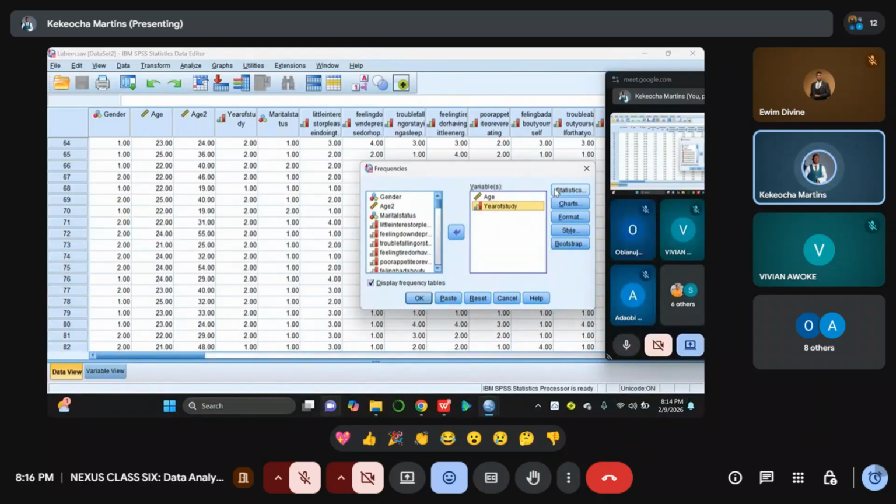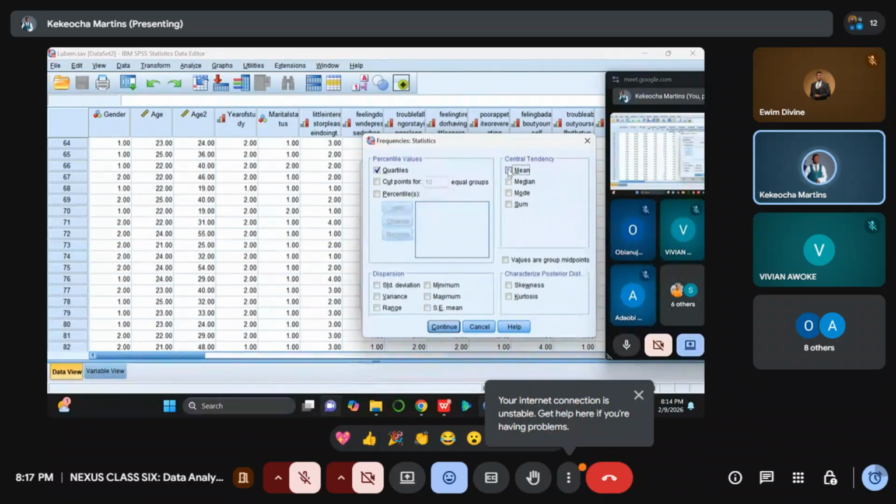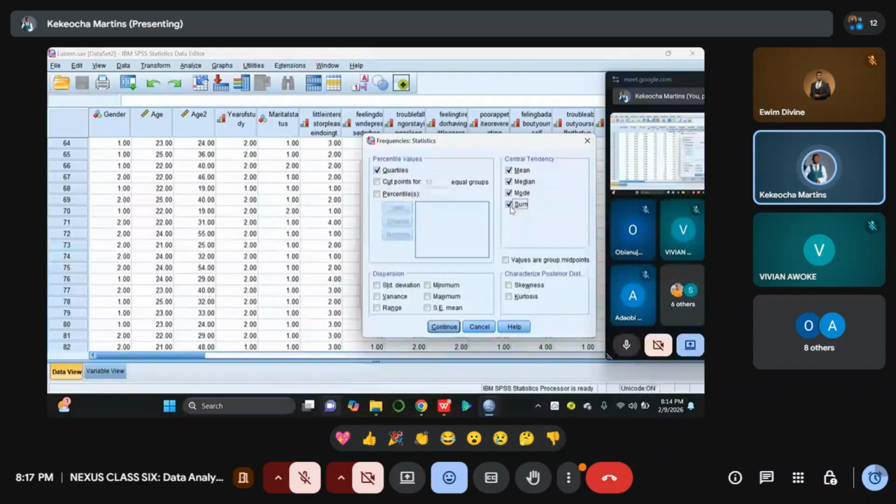Then you click OK. But before we click OK, we'll have to check some of the things you can see here. So under here, you have statistics. Now for age, you can decide to check the 25% quartile, 50% quartile, 75% quartile of our age. So you can click quartiles. There is mean. You choose what you want to see for yourself. There is median, there is mode, there is sum, there is standard deviation, there is minimum, maximum, there is range, there is variance. Anything at all you want to see, you put it.